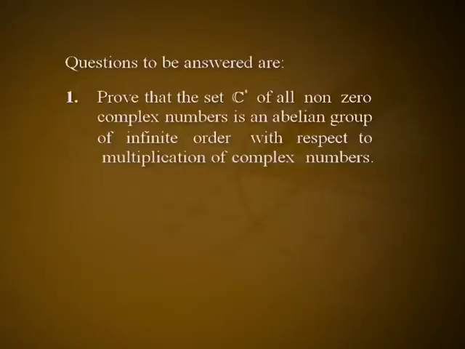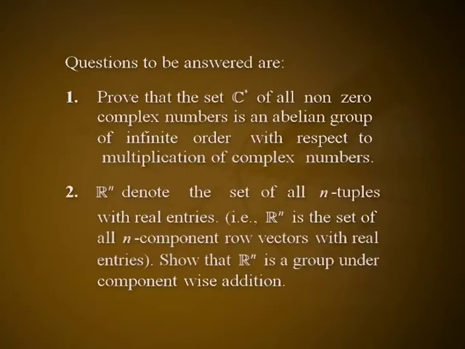1. Prove that the set C star of all non-zero complex numbers is an abelian group of infinite order with respect to multiplication of complex numbers. 2. Let Rn denote the set of all n tuples with real entries, that is, Rn is the set of all n component row vectors with real entries. Show that Rn is a group under component wise addition.